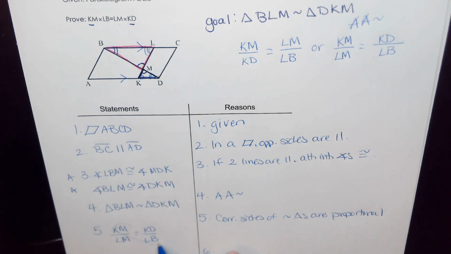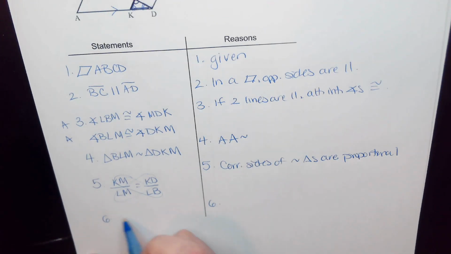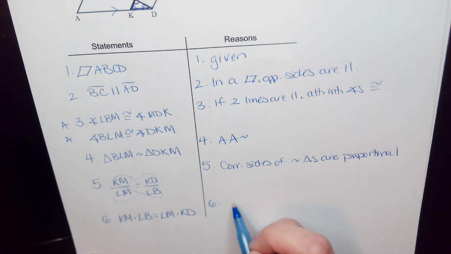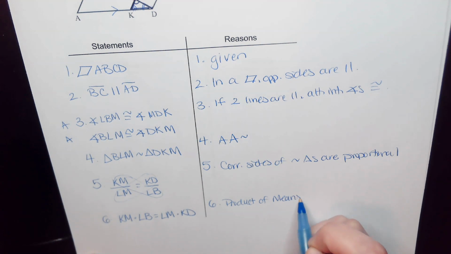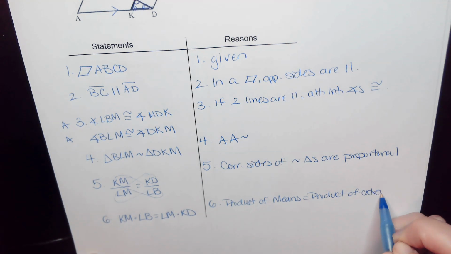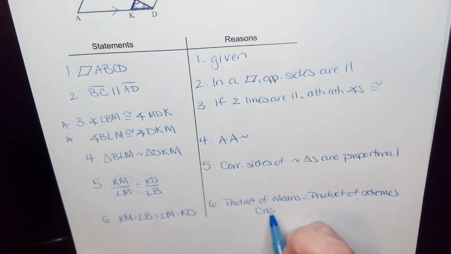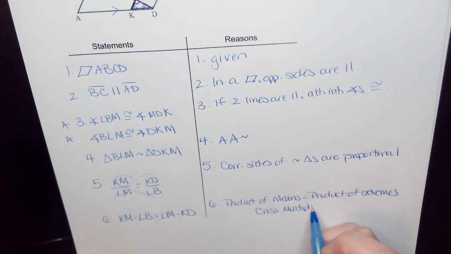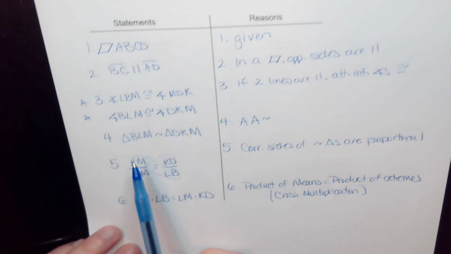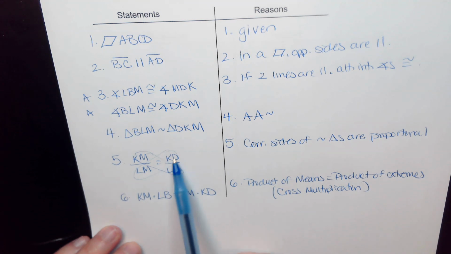So now I can cross multiply to get KM times LB equals LM times KD. And we usually say for that the product of the means equals the product of the extremes. What does that mean? That just means cross multiplication. And saying that in that way is just saying that the means are along this diagonal right here, and the extremes are along this diagonal.